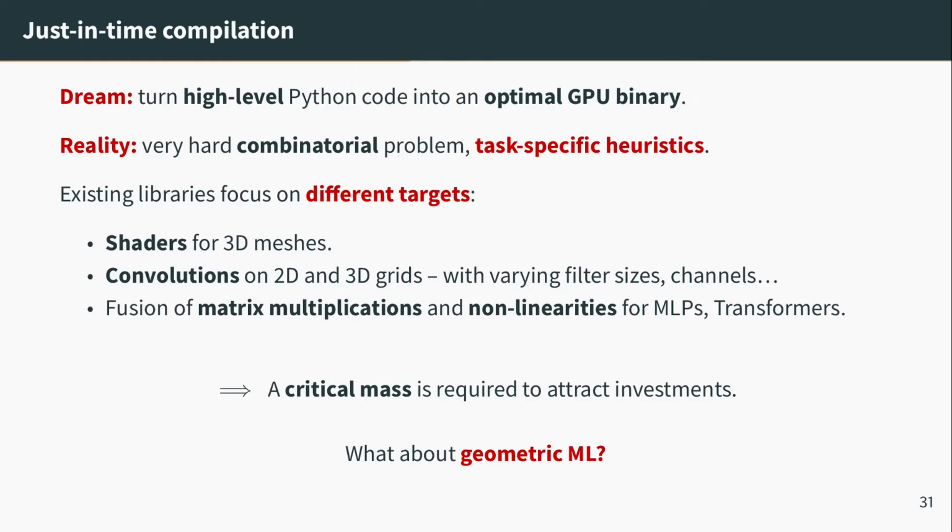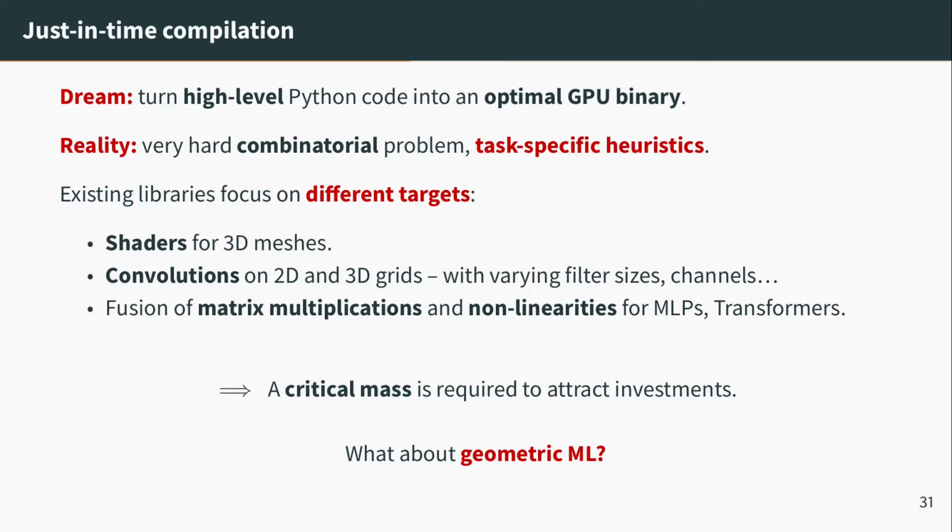Like, if you ever used PyTorch, you know you have PyTorch.jit. And you know that it's supposed to accelerate your code. Well, JIT stands for just-in-time compilation. The dream that's behind this acronym is that we'd like to be able to turn high-level Python code into an optimal GPU binary on the fly. Okay, so that's the end target for compiler theory. The reality is that it's very, very hard.